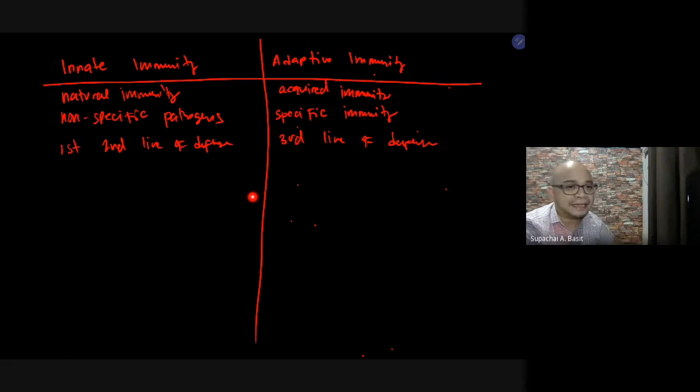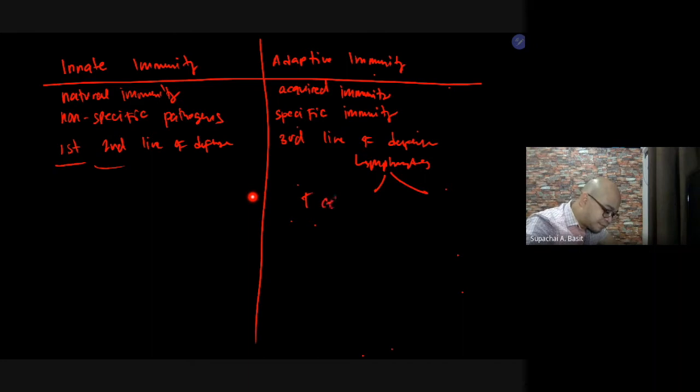Okay? And since it is the first line and second line of defense, for this particular chapter, we will be discussing your first line and second line of defense. The advantage, however, of adaptive immunity is that it utilizes two types of lymphocytes, okay? So we have the T cells and the other one is B cells. T cells are important for cell-mediated immunity, while B cells are important for humoral immunity.